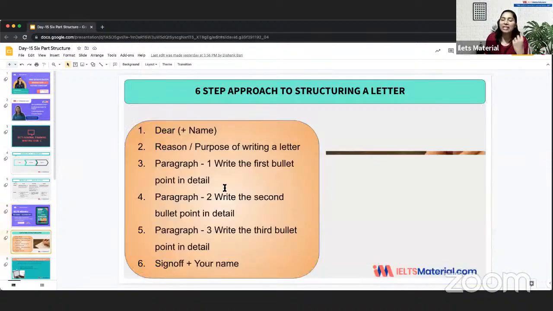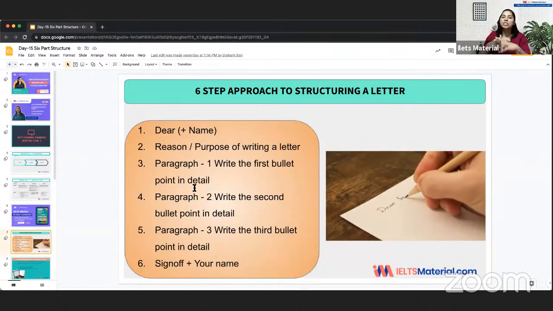Now let's come to the main aspect of today's lecture, which is the 6 steps approach to structuring a letter. This is called the 6-part structure because it has 6 parts, where you start with writing Dear plus name, or it can be anything, addressing them with only sir or madam. And then the next paragraph is related to writing the reason or purpose of the letter, which you will have in the question as your first statement. You just have to paraphrase that part and present it in the first paragraph, and you would be better able to understand how you're going to write the purpose of the letter.